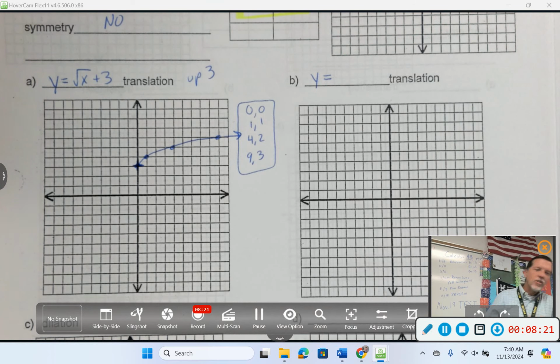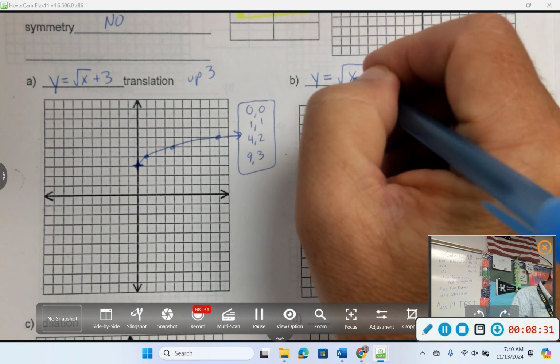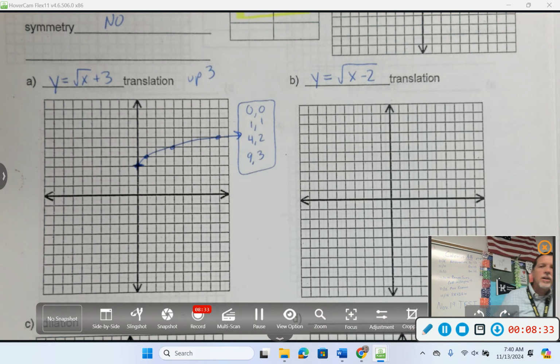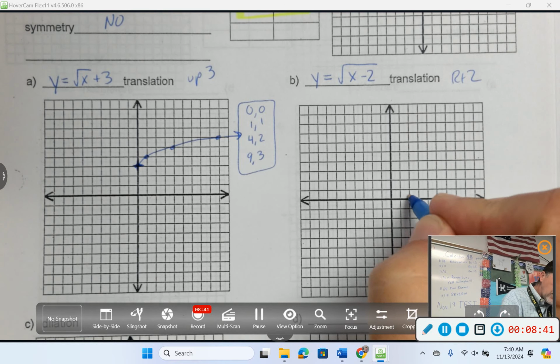What do you think the next translation is going to be? Left or right. How would we accomplish a left or right? It's got to be under the square root. So let's go x minus 2. Right 2. So that is right 2. Remember, the x stuff is a little bit backwards. So right 2 would put me right there.